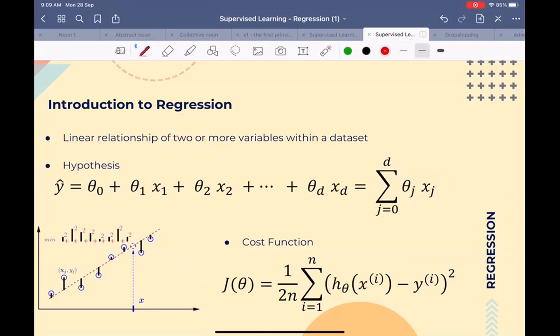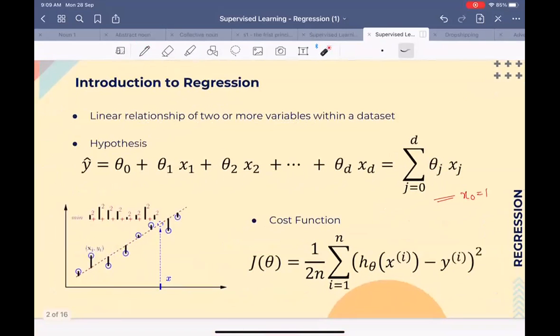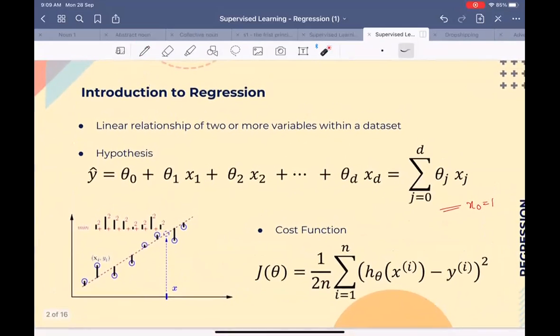So we are assuming when we are writing this that x0 is equal to 1. We also saw the cost function, which is the relation of how good or how bad our model is doing with respect to the output variable.